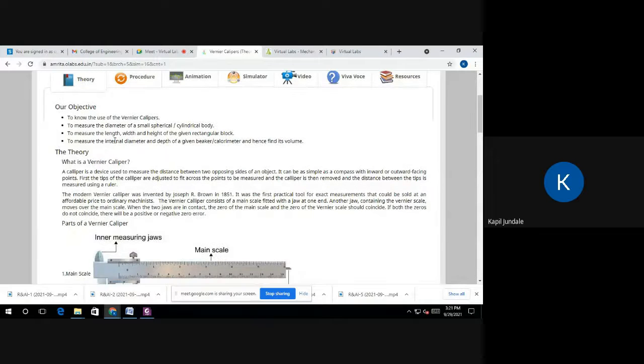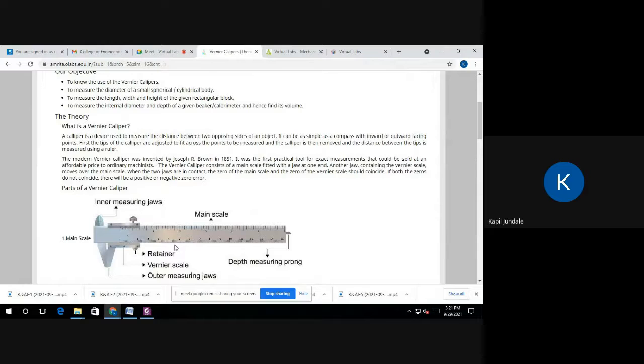Next, to measure the length, width, height of the given rectangular block. And the last one is to measure the internal diameter and depth of a given calorimeter and hence find its volume. Okay, we have to measure these many things: diameter, length, width, internal diameter with the help of this vernier caliper.